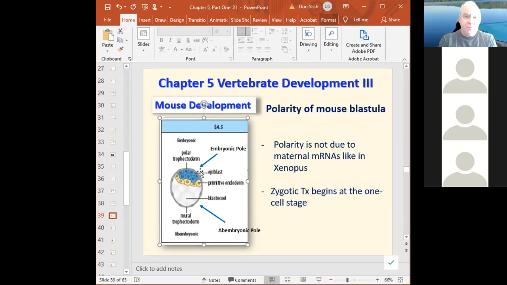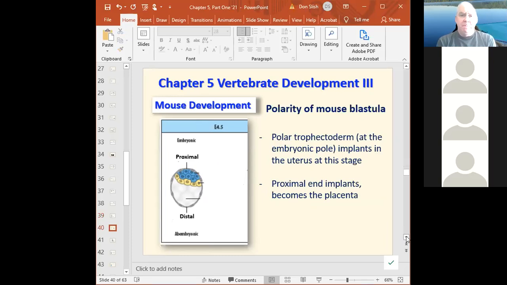So this difference between the top and the bottom is not set up by the maternal, but by the events that we just talked about. And then again, by the 2-cell stage, transcription really ramps up, and that's where all these changes start to happen. Okay, polar trophectoderm, which is up at this pole, is going to implant into the uterus, and the proximal end, this is the proximal end, will become the placenta.